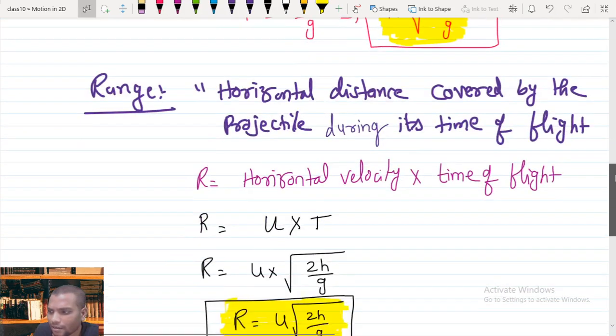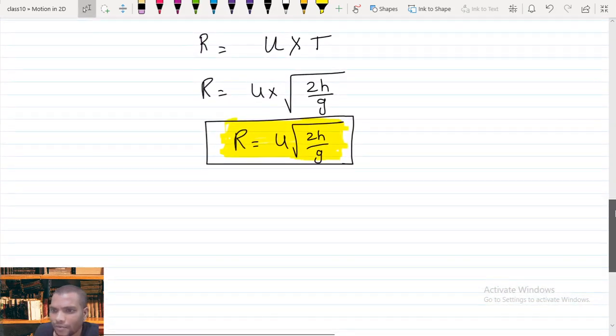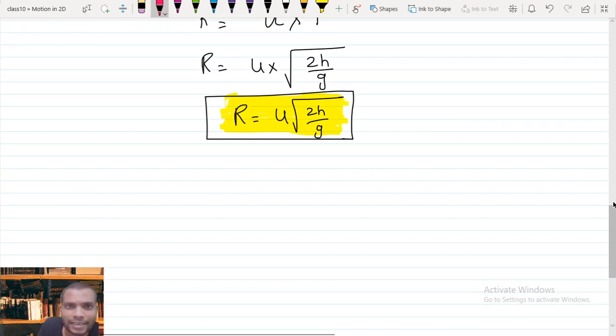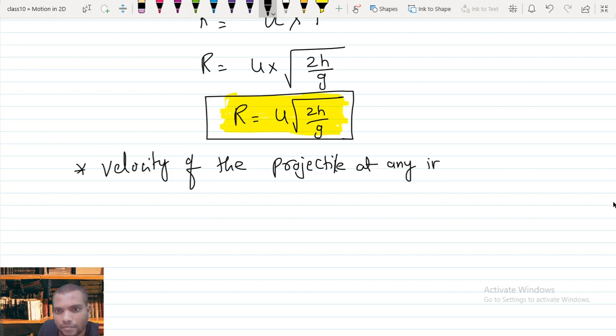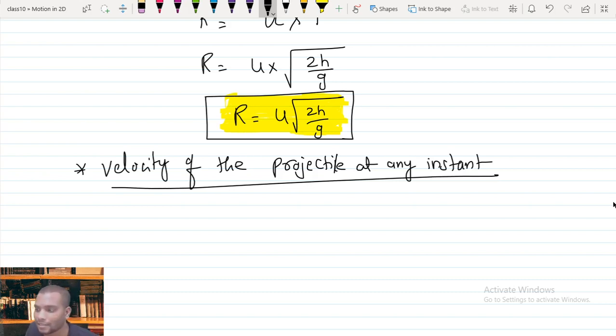Now let us find the final concept, the final one: the velocity of the projectile at any instant. What is the velocity of the projectile at any instant?